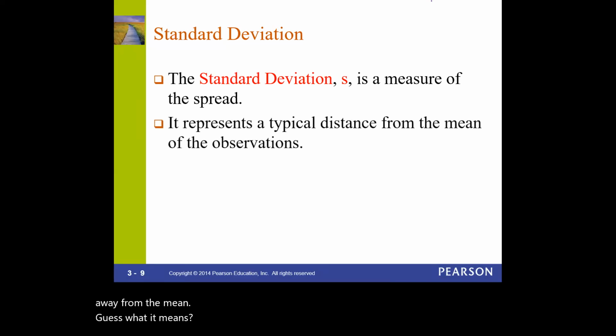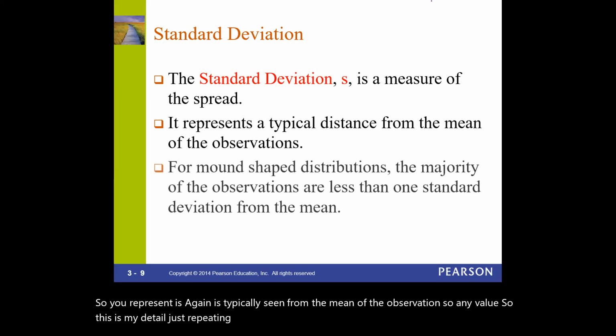So it represents, again, a typical distance from the mean of the observation. So every value, this is my idea, just repeating. We talked about this one before, okay?